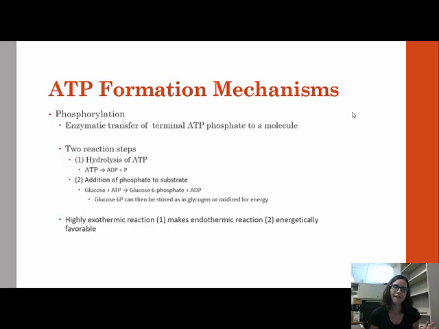Now, the breaking of ATP is highly exothermic, so it releases a lot of energy. And because it releases so much energy, it makes the endothermic reaction of number 2, where we're adding the phosphate onto a different substrate, energetically favorable. So although there is an endothermic reaction, in total, it's exothermic and energetically downhill, energetically favorable.